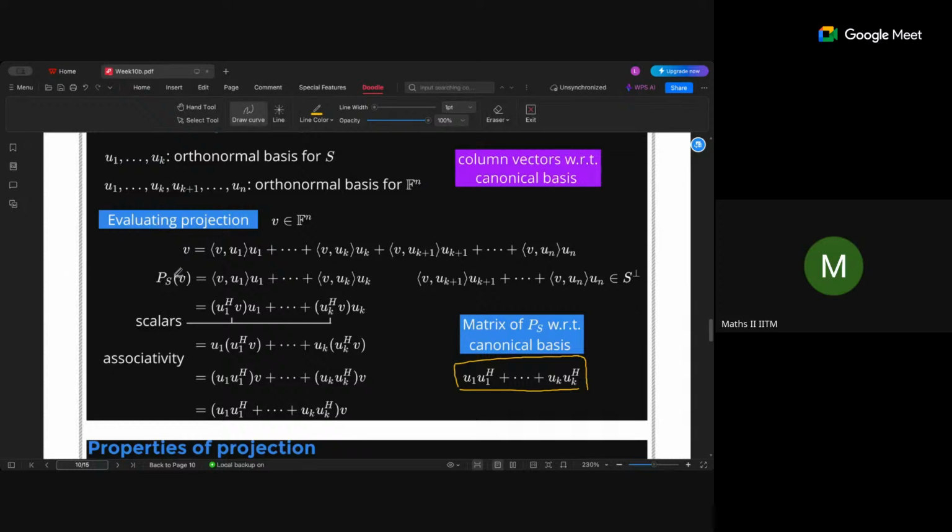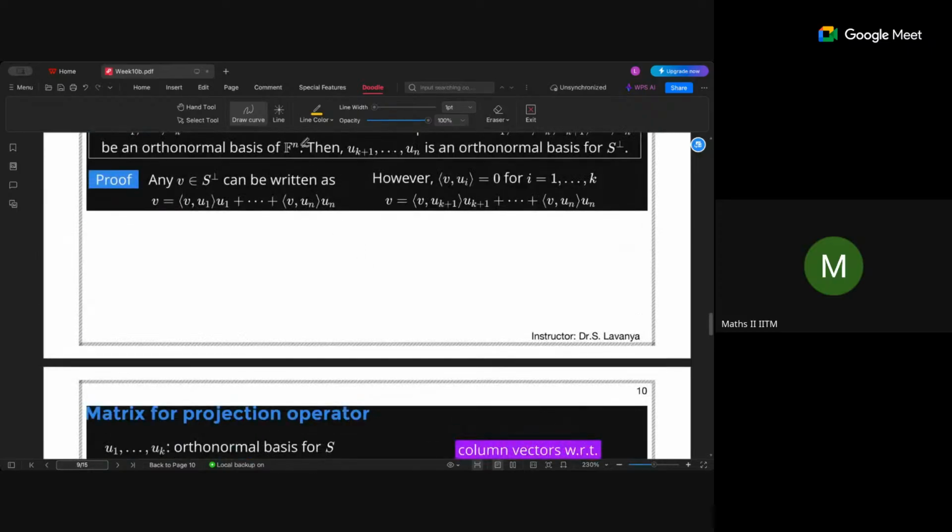And then I'm going to apply the projection. When I apply the projection, what happens? By the way, there is something which I really wanted to ask, but I forgot.